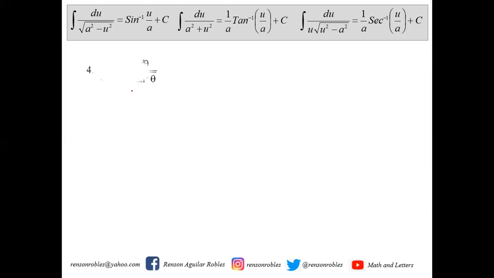One more. Say you have the integral of secant squared theta d theta all over 16 minus tangent squared theta.